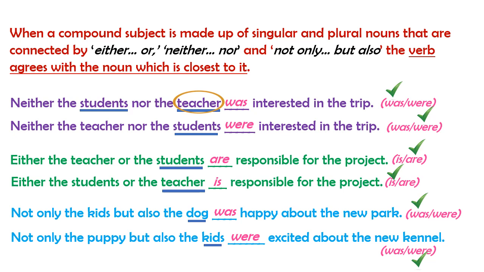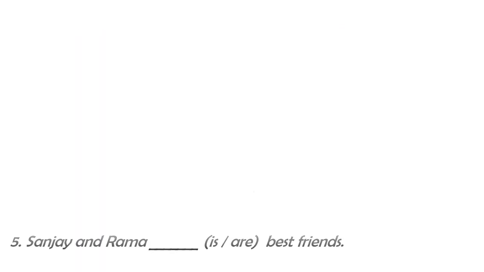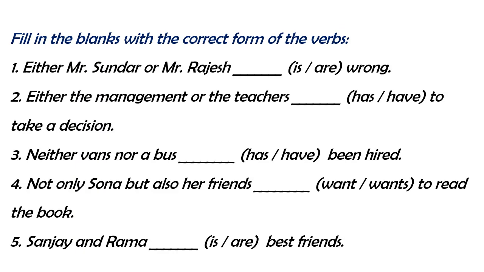So children, when a compound subject is connected by either or, neither nor, or not only but also, the verb agrees with the noun which is closest to it. Was that easy? I have some questions for you. Come, let's try it out. Pause the video, think about what the answers would be and then resume the video for answers.